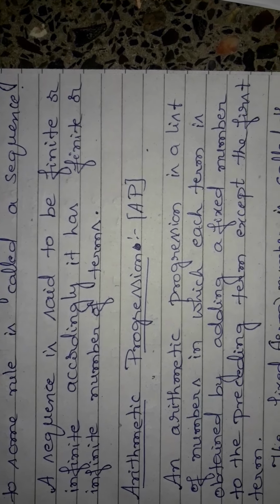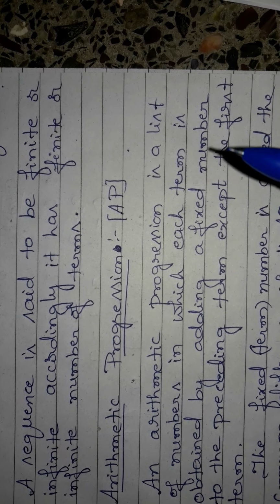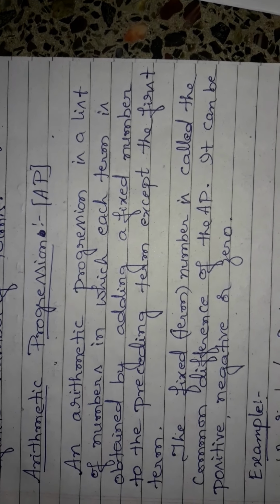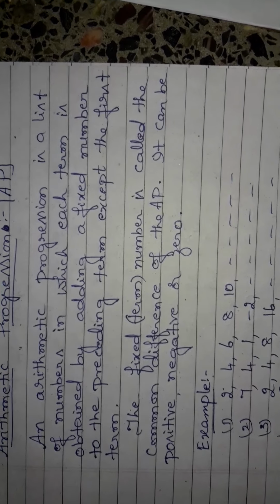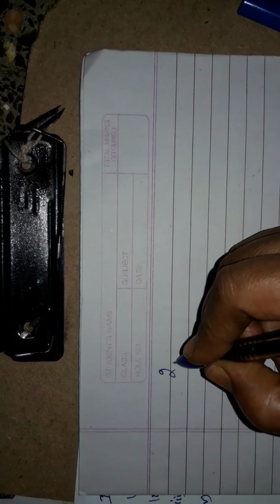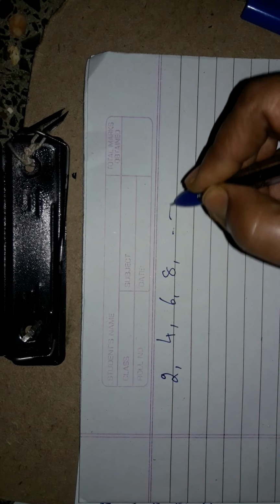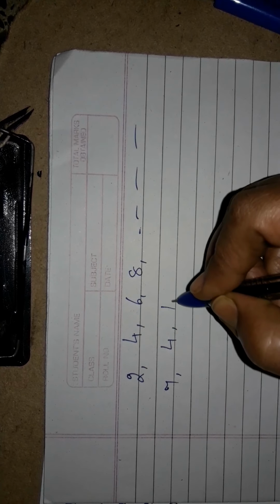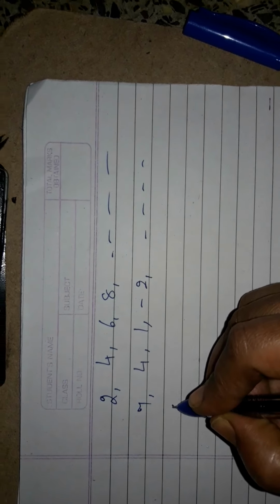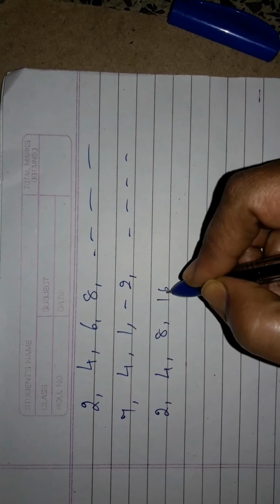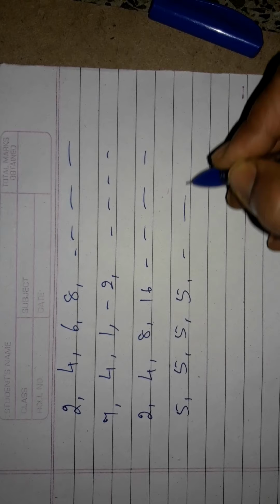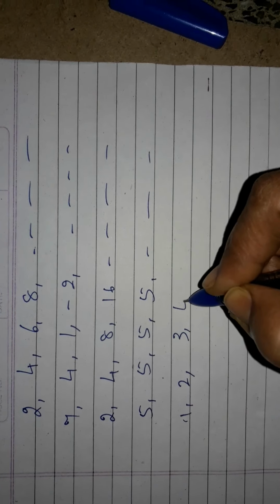Next, arithmetic progression. An arithmetic progression is a set of numbers in which each term is obtained by adding a fixed number to the preceding term, except the first term. I am explaining this by giving some examples. See here: 2, 4, 6, 8. This is one. Next one: 7, 4, 1, minus 2, like this. Next: 2, 4, 8, 16. Next one: 5, 5, 5, 5. And 1, 2, 3, 4, like this.